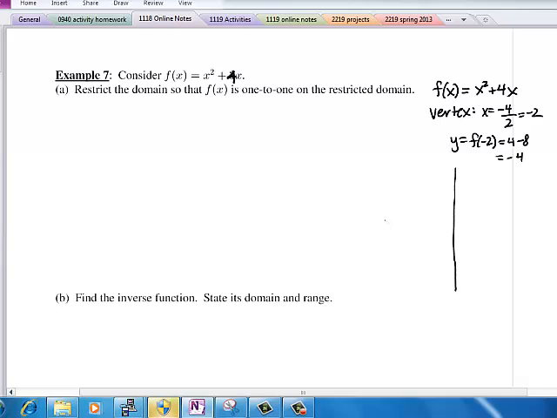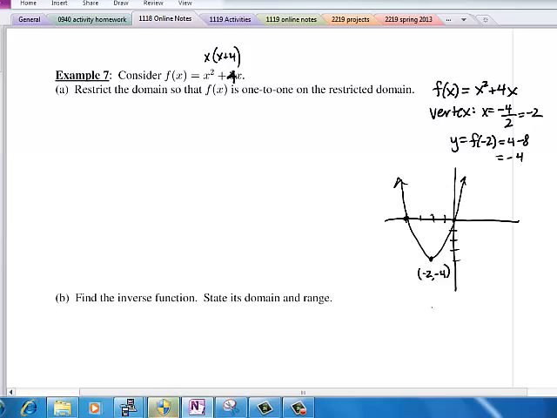We know the vertex is a key point to know when we want to restrict the domain, because that's where it turns around and everything falls apart in terms of the one-to-one properties of the graph. We can also see that (0, 0) would be on this graph, and (-4, 0), if we look at the factored form. So we have a decent picture of the graph. We know it goes through this point, (-2, -4), and it would open upward, so we'd have a branch to the right and a branch to the left.